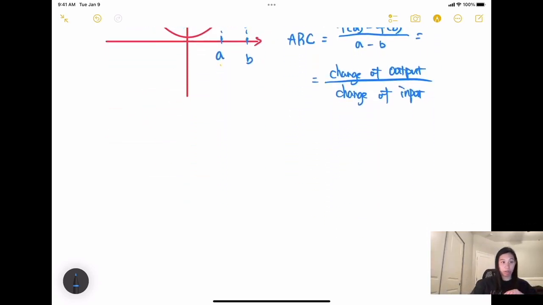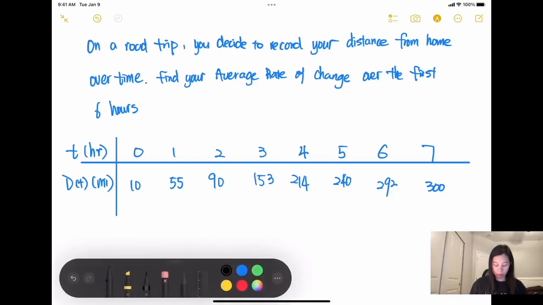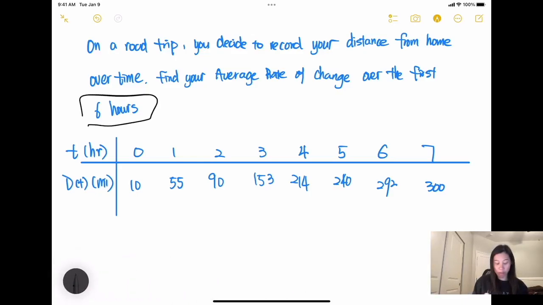So now let me give you an example. In this example, on a road trip, you decided to record your distance from home over time. Find your average rate of change for the first 6 hours. You've been recording for 7 hours.